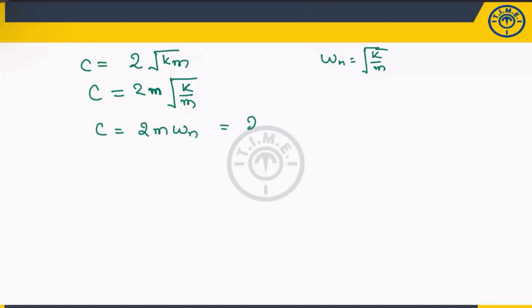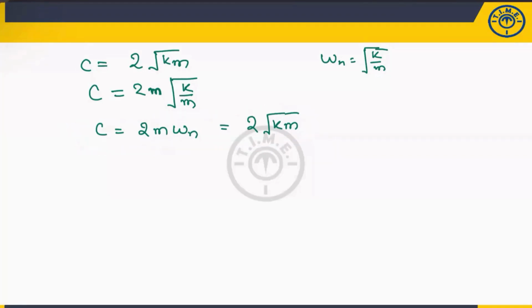That means you can write it either in terms of 2 root km or 2m omega n, because the first step is to calculate the natural frequency. Once you have the natural frequency, just multiply by 2 and mass, and you will get the damping constant. But if there is no question related to the natural frequency and the spring constant and mass are given, you can directly use this one. Both are correct, I just converted root km in terms of omega n. Once I discuss the problem, you will appreciate it.